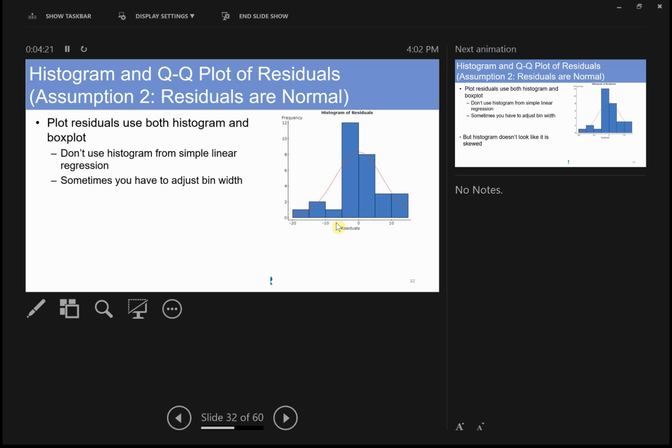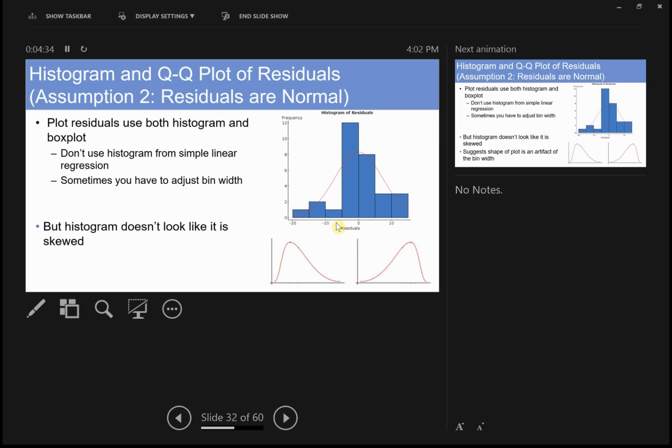What are we looking for? We're looking to see if the residuals are normal. We want to see this nice curve. Are we seeing this? Okay, so you have to ask yourself, what's going on? Is this data skewed? Now, I don't think it is. And the reason I think it's not is because if it was skewed, it would be left skewed, right?